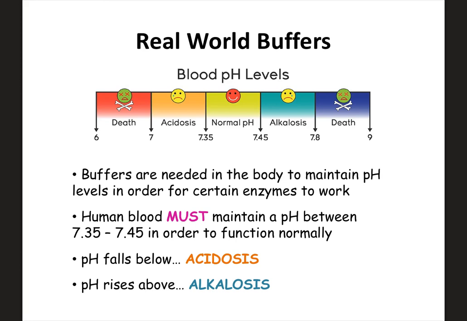Human blood has to have a pH between 7.35 and 7.45 in order to function normally here. So there has to be buffers in the blood to prevent these major swings here in pH. If the pH falls below this, that's acidosis and eventually could lead to death. If the pH rises above that point, that's called alkalosis, and eventually it could lead to death. So we need these buffers in our blood in order to attack any acid or base that might mess with the pH, and we need to keep this stable pH, right? And buffers help with this. So buffers are definitely very important here.